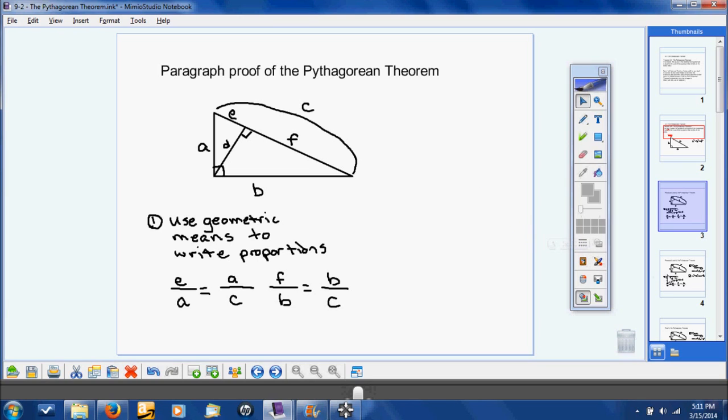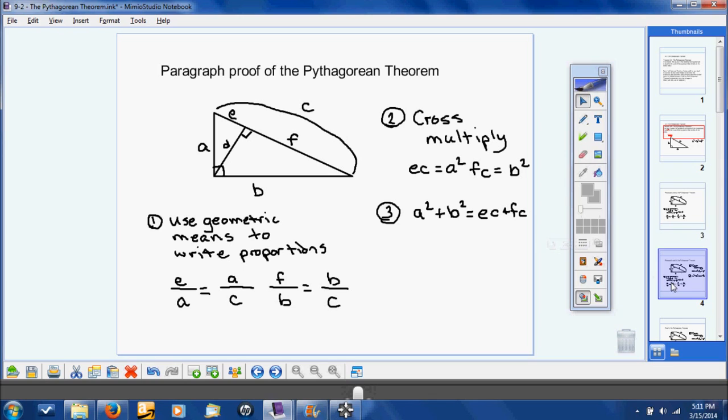Now, what we can do with that is we can cross multiply, which you're very used to doing. So EC equals A squared, and B squared equals FC. Then if you add A squared and B squared, that's the same as adding EC and FC. Okay.